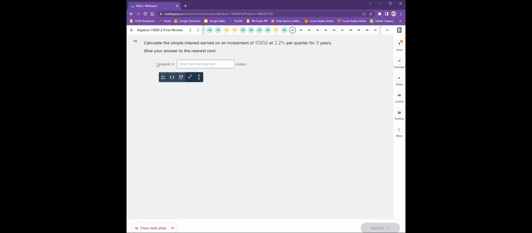Calculate the simple interest earning. Oh, simple interest is like that. Isn't it like 5950 times 2.2 to the exponent of 9? It's just principal times rate times time. It's the amount you started with. So P is 5950. PRT. Oh, so that times that times 9.